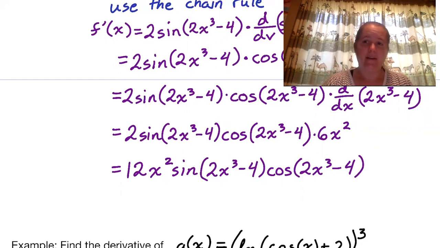But we do not have to. And this lets us go through just using the chain rule. All right, let's go ahead and do one more problem.